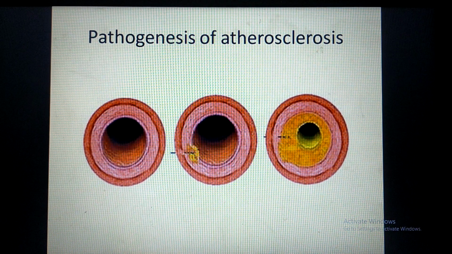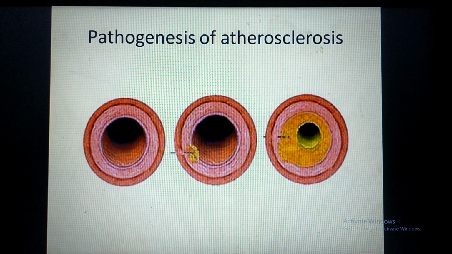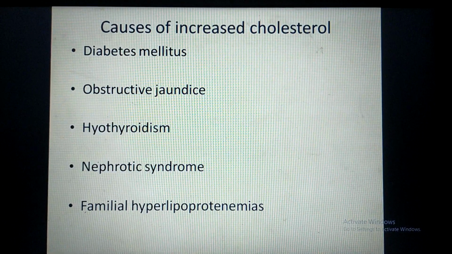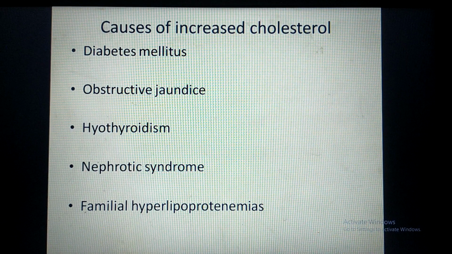So this is the figure showing pathogenesis. In the left there is a normal artery. The middle artery shows the initial stage of atherosclerosis, and on the right side the yellowish color means deposition of cholesterol. So if you compare the lumen, it is quite decreased in size.